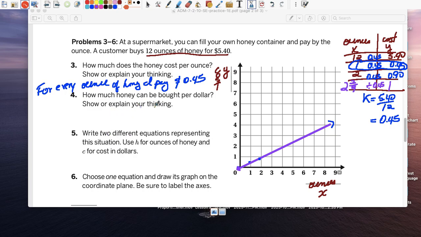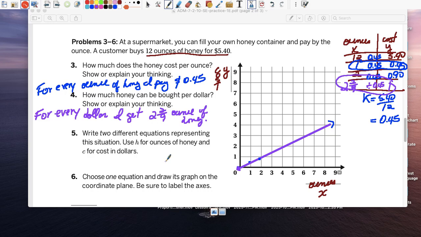So how much can I buy for $1? So for $1, which is the other unit rate, here's the second unit rate. So for every $1, write that, for every $1, I get 2 2/9 of an ounce of honey. So we have two unit rates. One is per ounce, and the other one is per dollar.